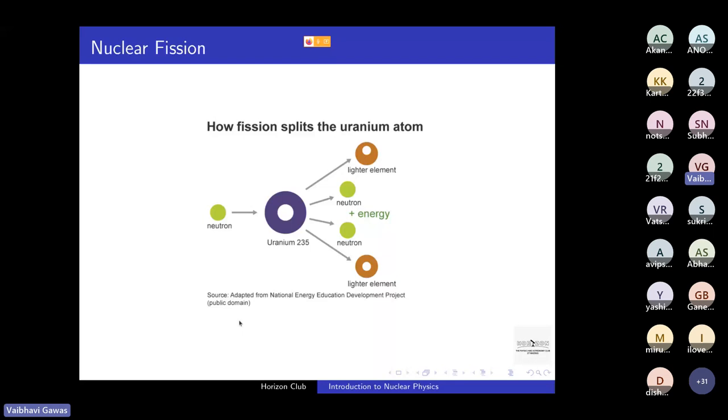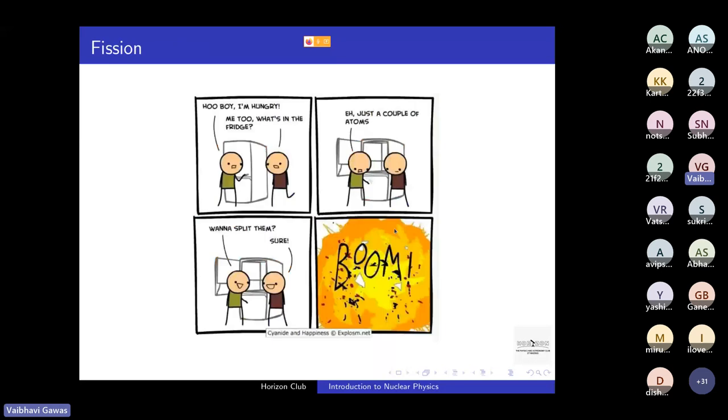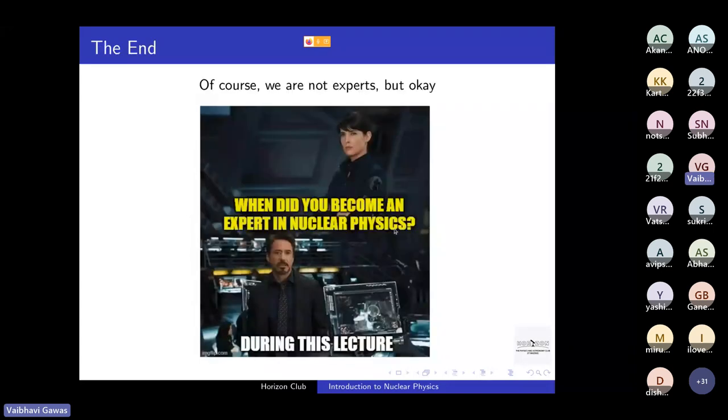So this is how in most nuclear reactors your nuclear fission process occurs. A neutron is thrown at uranium-235, which splits into two different lighter elements along with the release of neutrons and energy, and this energy is what we utilize from nuclear reactors. Yes, this is the end of your nuclear physics session.